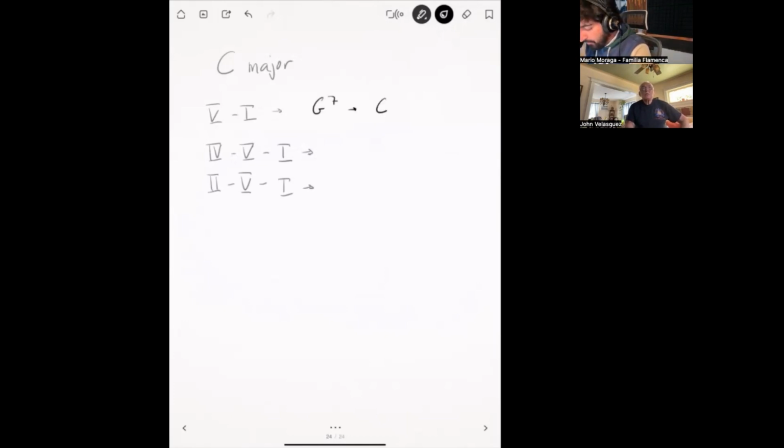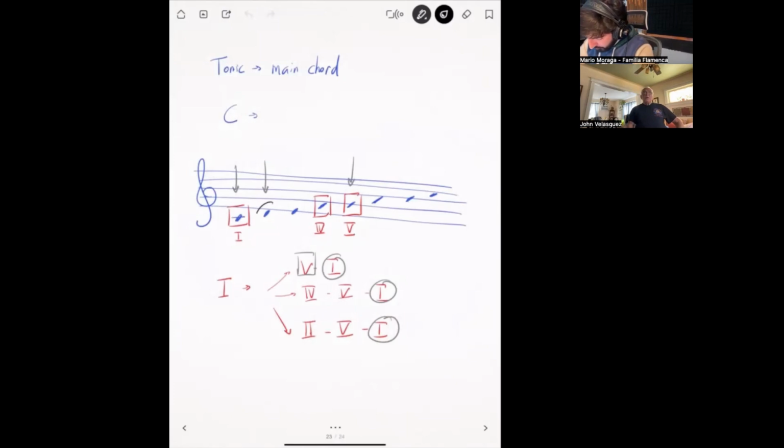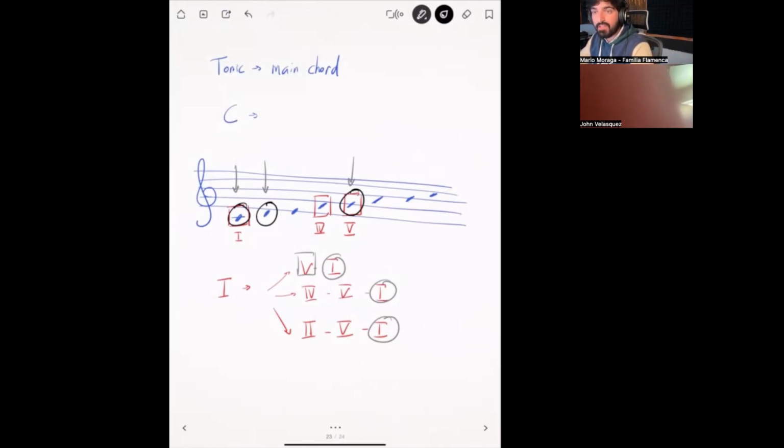The 4-5-1 is going to be F major, which goes to G7, which goes to C. And the 2-5-1 is going to be D minor, which goes to G7, which goes to C. So the 2-5-1 is a sequence to arrive at the chord that you want. Here we want to arrive at C, so we have to find the second grade of C, the fifth grade of C, and then the C chord.